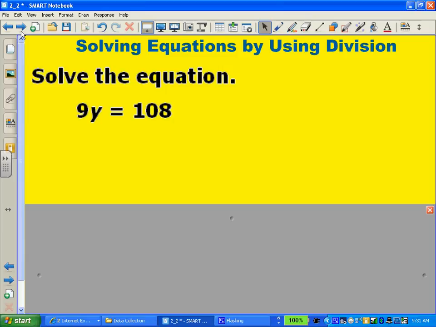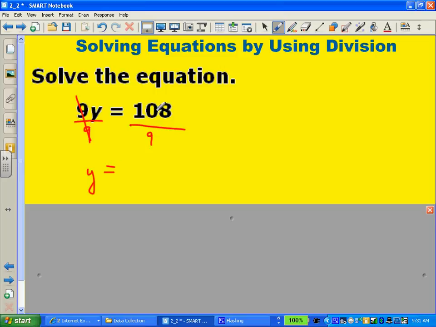Let's look next at how you solve equations using division. So here's our first example, 9y equals 108. Now remember, if there's not an operation written, it means multiplication. So we have 9 times y equals 108. So again, here's my variable. What's happening to it? Well, it's being multiplied by 9. So what's the opposite of multiplication? Division. So then I'm going to divide by 9. And you can see here the 9's are going to cancel each other out.